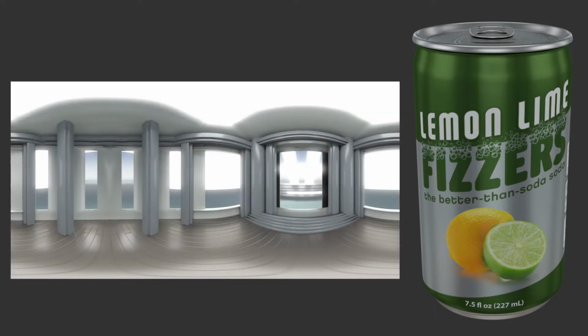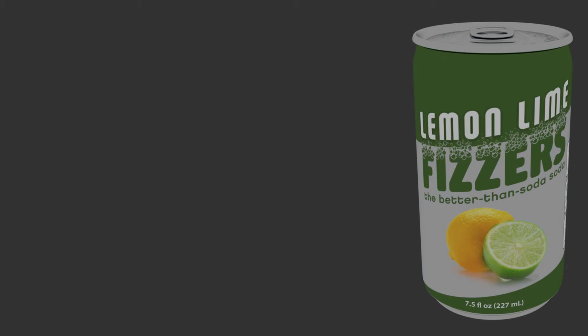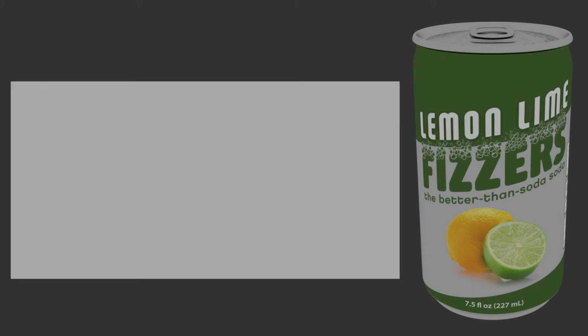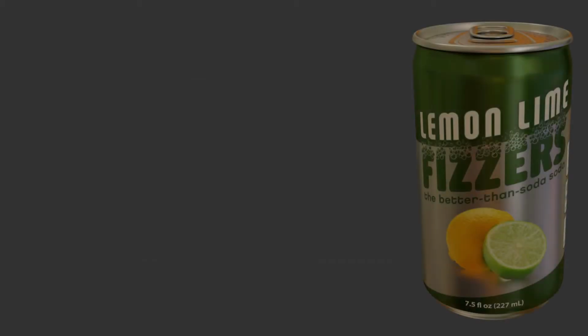An example. Here's the can I made back in my third video, and it's lit with nothing but an environment map. Now let's take the environment map away. The environment is entirely just one color. And as you can see, it doesn't look metallic at all because it's not reflecting anything.